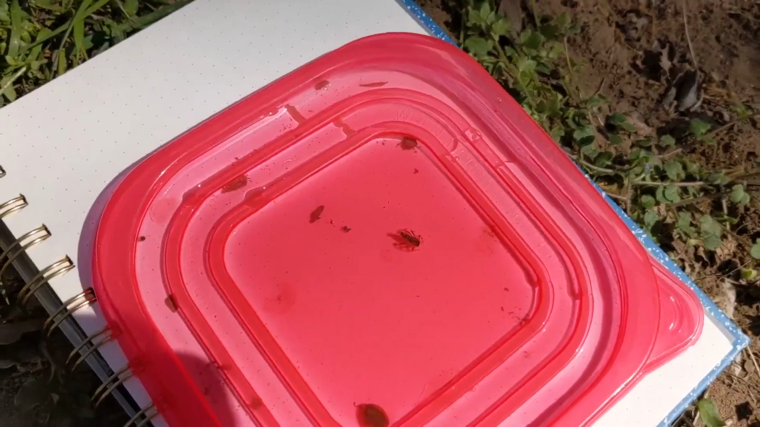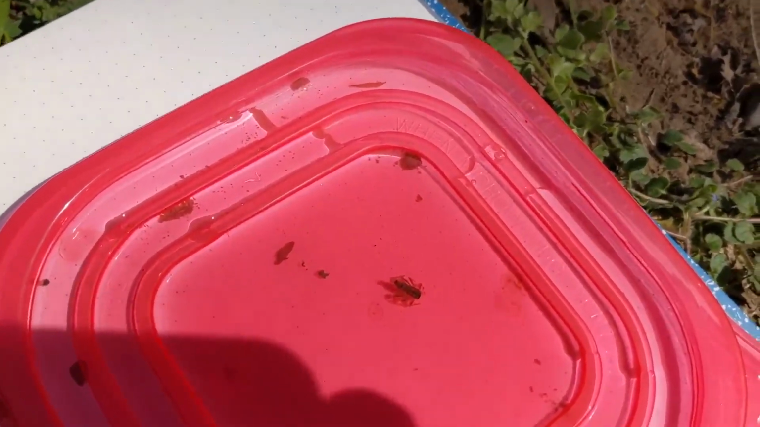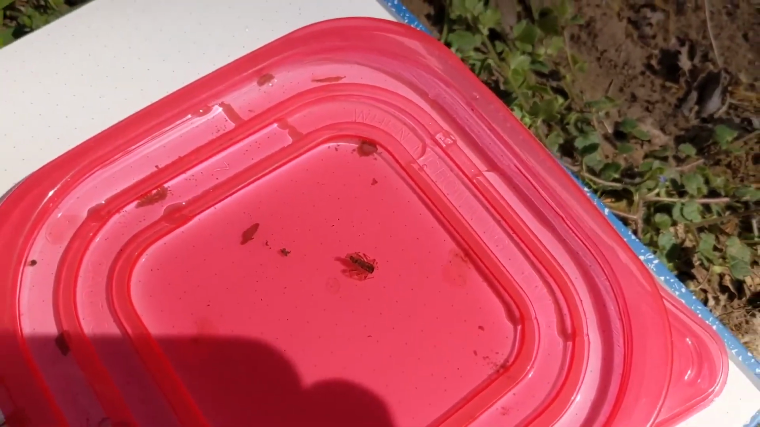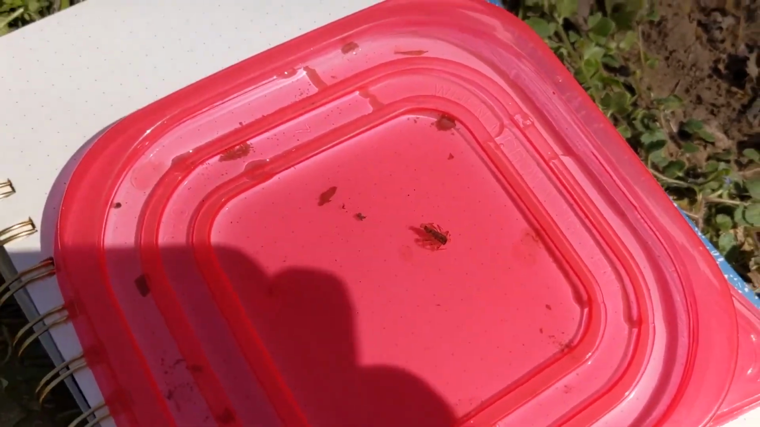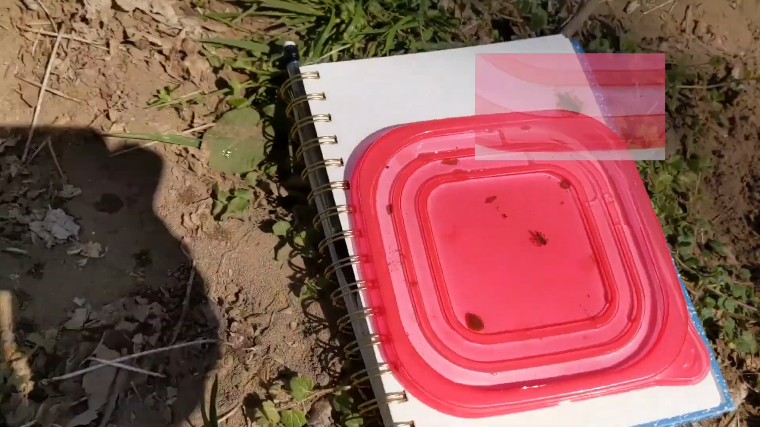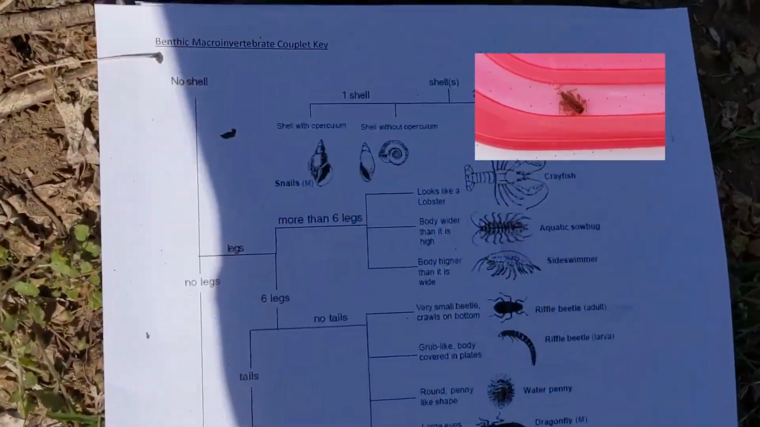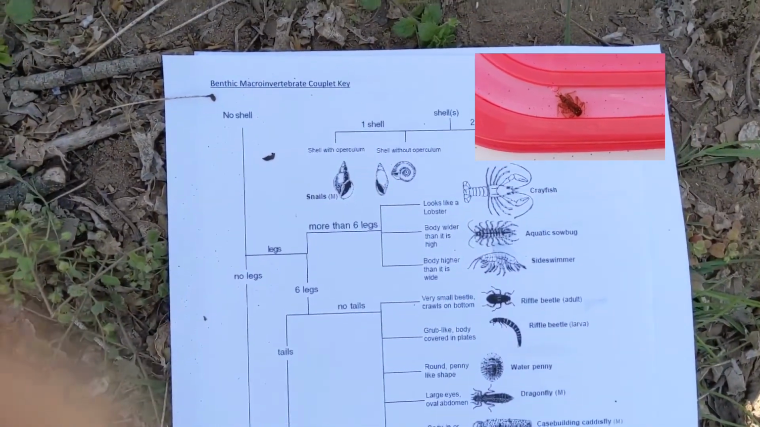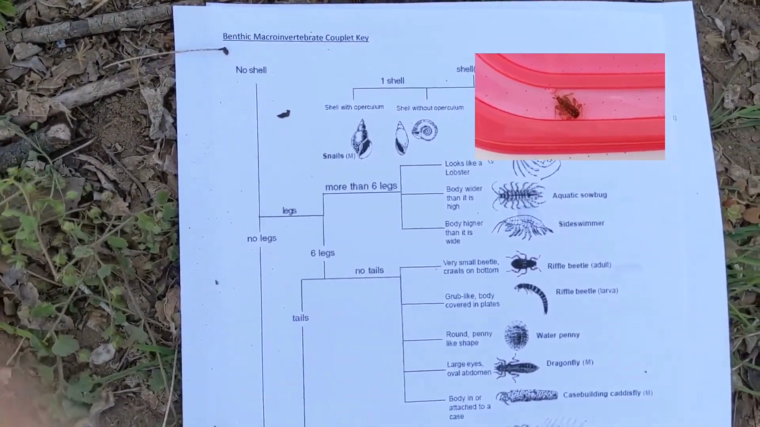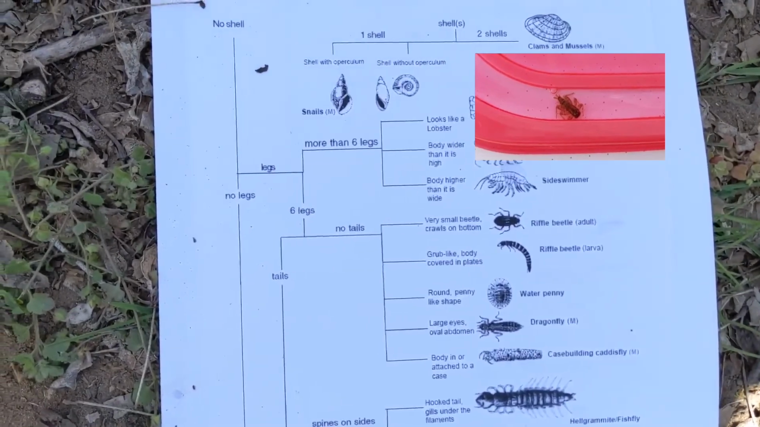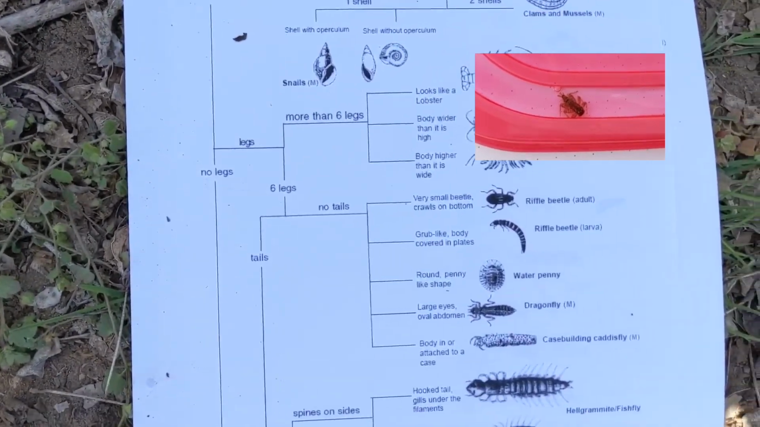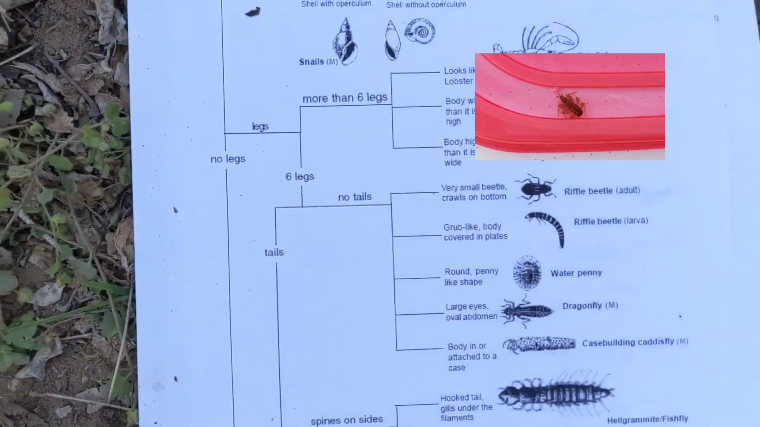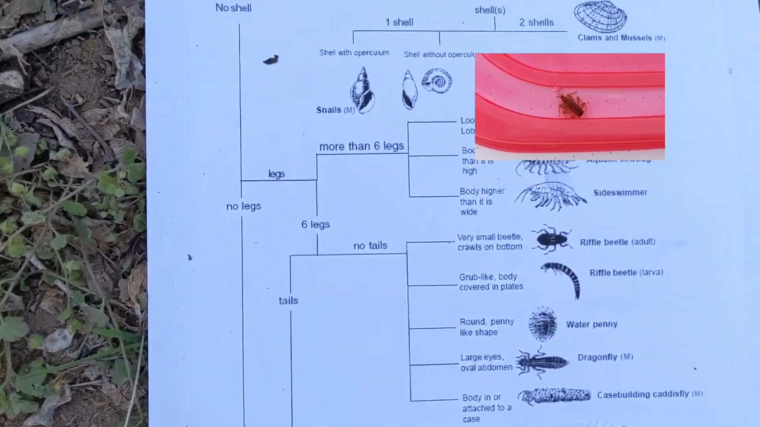Now, let's identify what this is. It's kind of hard to see in the video, so I'll try to add just a picture of it onto the video. So, does our insect have a shell or no shell? It does not have a shell. Does it have legs or no legs? It does have legs. How many legs does it have? It only has 6 legs.